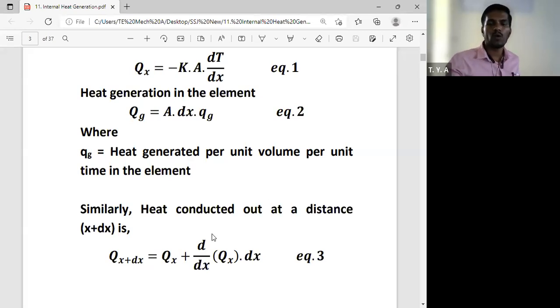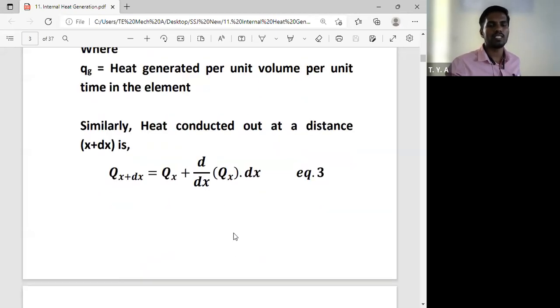Heat conducted out at a distance x plus dx is equal to qx plus d by dx of qx into dx. Already हे इक्वेशन आपण बघितलेलं आहे. कशामध्ये बघितलेलं आहे? जनरल हीट कंडक्शन इक्वेशन इन कार्टेशियन कोऑर्डिनेट सिस्टम. तेच आपण रिपीट करतोय. फक्त आपण इथं काय कन्सिडर करणार आहे? We have to additionally consider that qg has some value there.